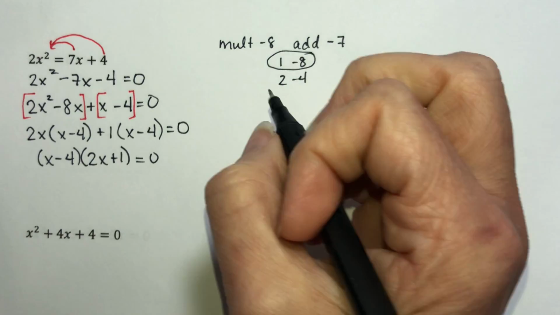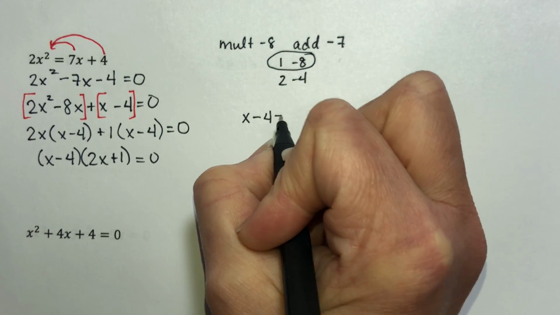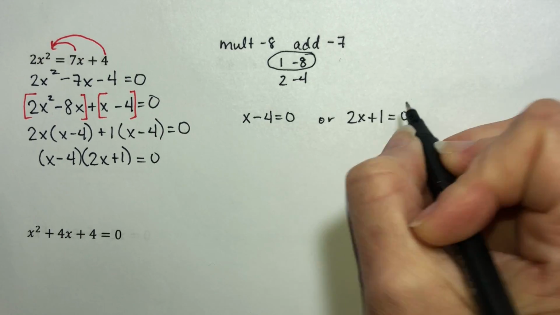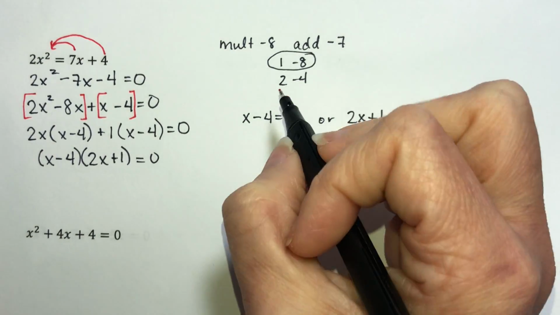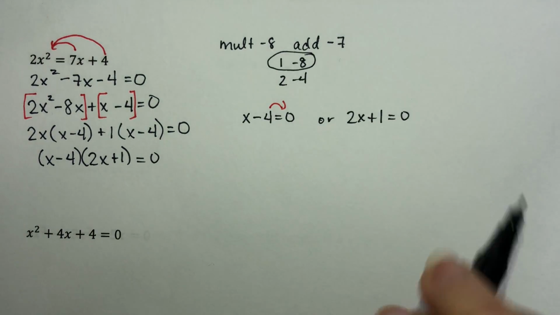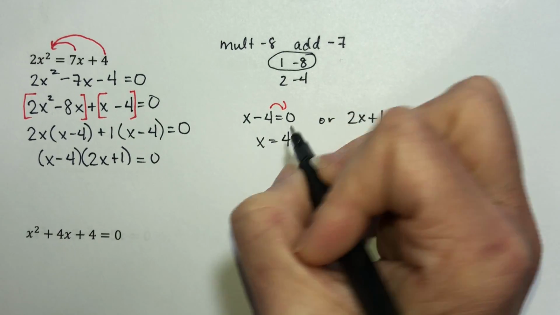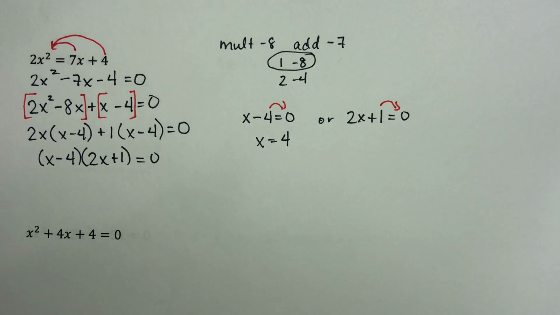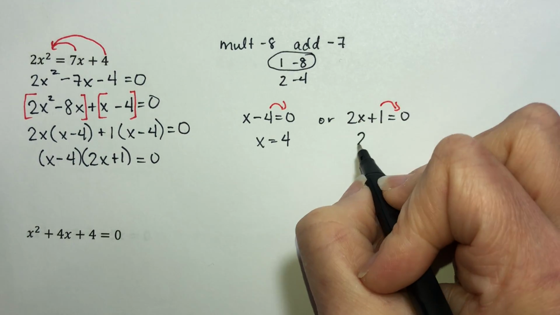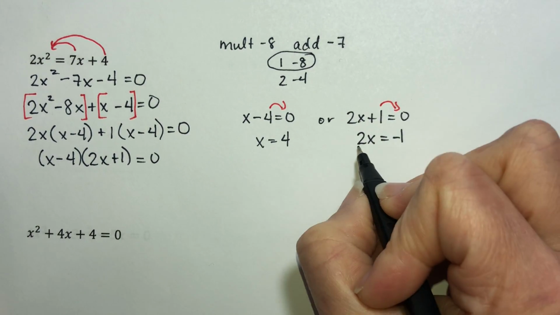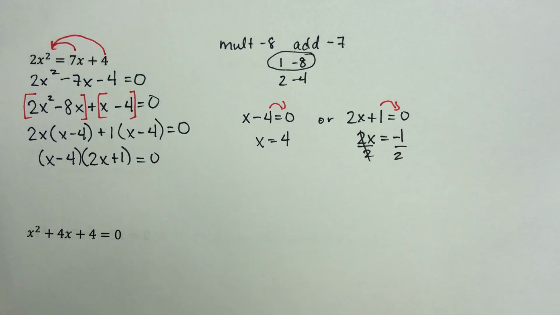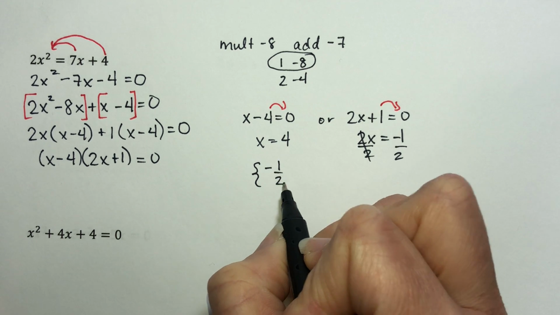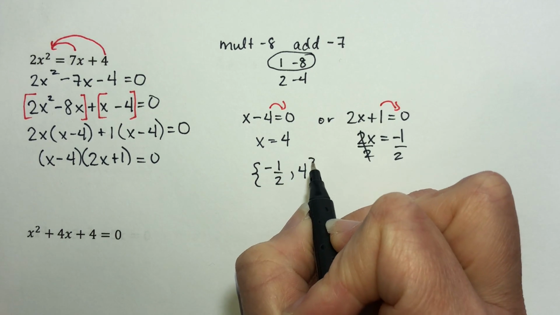Now we should set each of these equal to 0 and solve. So here I need to add 4 to both sides. That gives me x equal to 4. Or here, subtract 1 from both sides to get 2x equals a negative 1. Divide both sides by 2, and you get x is negative 1/2. So your two answers are negative 1/2 and positive 4.